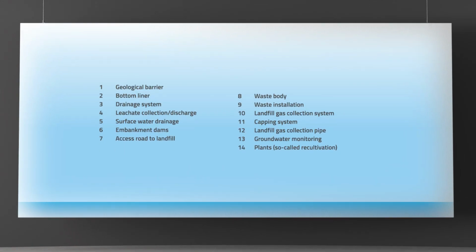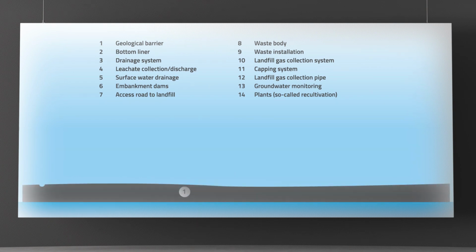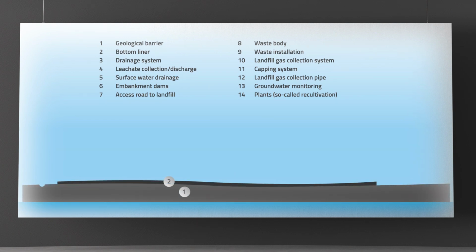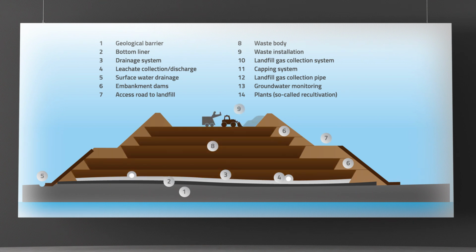Here you see the schematic layout of a landfill with the following elements: geological barrier, bottom liner, drainage system, leachate collection and discharge, surface water drainage, embankment dams, access road to landfill, waste body, waste installation, landfill gas collection system, capping system, landfill gas collection pipe, groundwater monitoring, plants for recultivation.